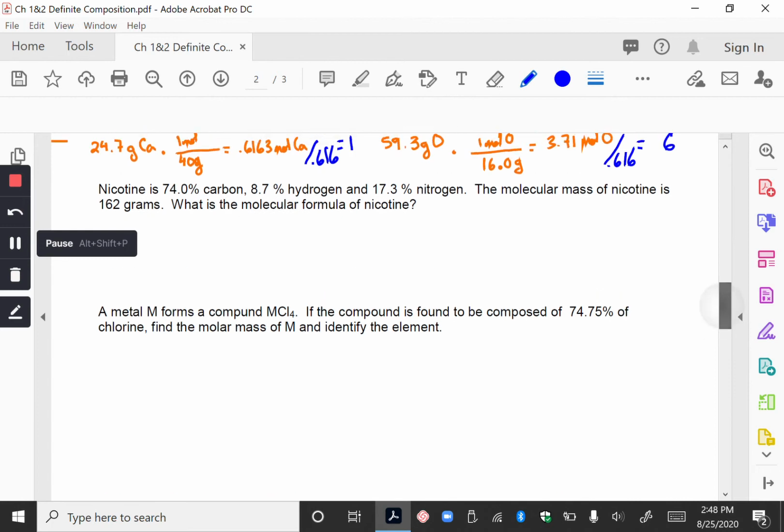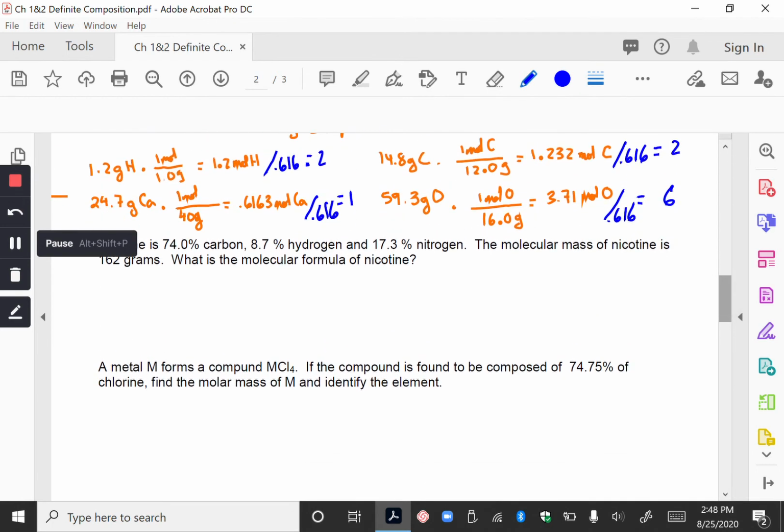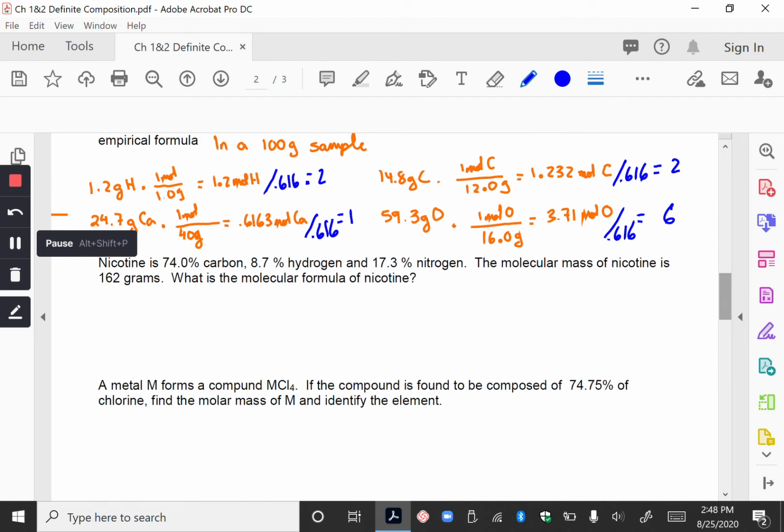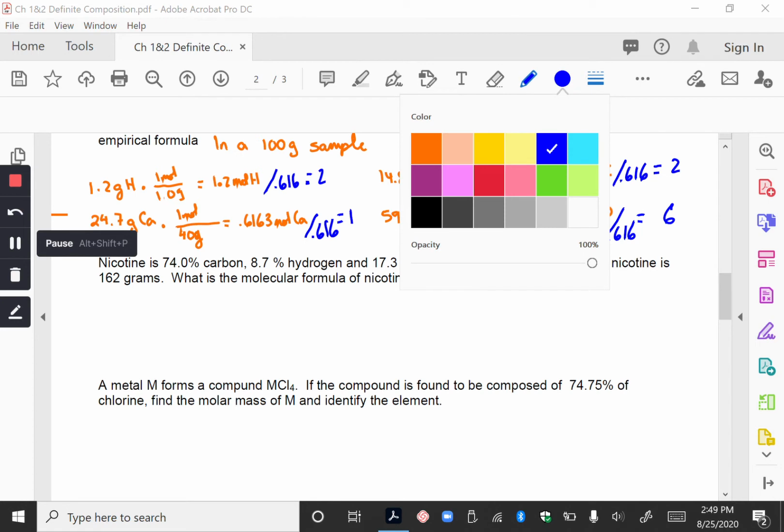So it says nicotine. Nicotine is like the addictive ingredient in cigarettes. So nicotine is 74% carbon, 8.7% hydrogen, and 17.3% nitrogen. It says the molecular mass of nicotine is 162 grams. What is the molecular formula of nicotine? So again, I have a compound that is made of, let me go ahead and change the color here.